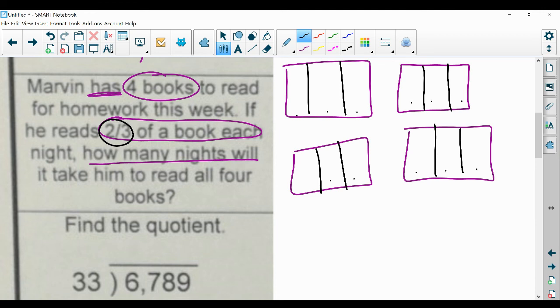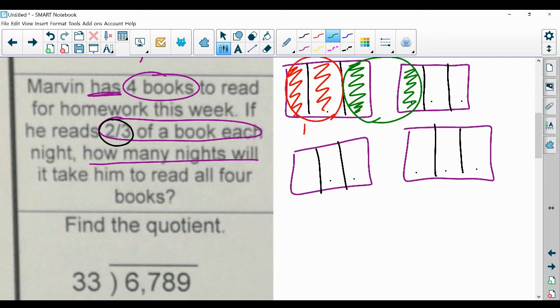Right? And so each night, so the first night, he's going to read 1/3, 2/3. There's 1 night right there. The next night, he's going to read 2 more thirds: 1/3 to finish that book and start 1/3 of the other book. That's another night. Then he's going to finish the next night, finish that book up with 2/3. That's another night.